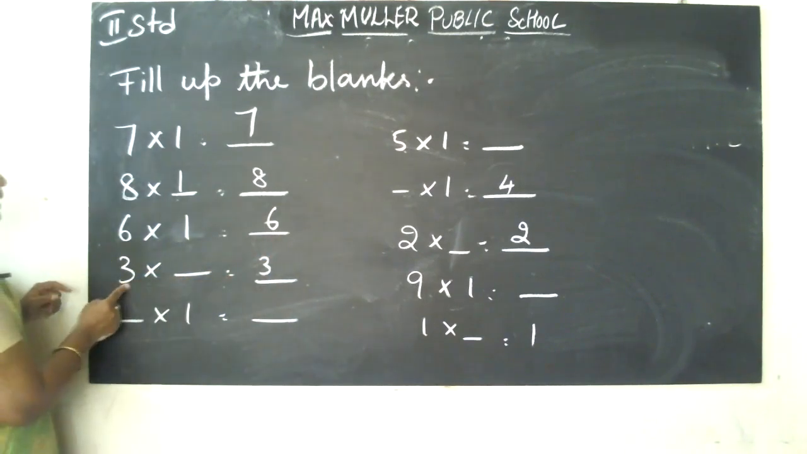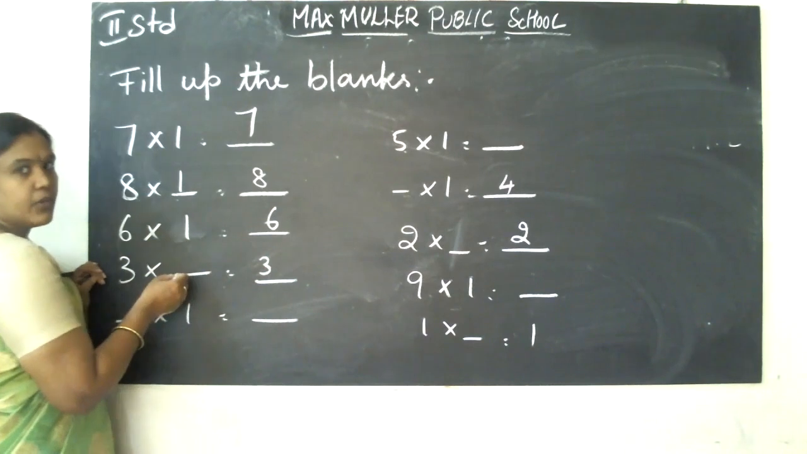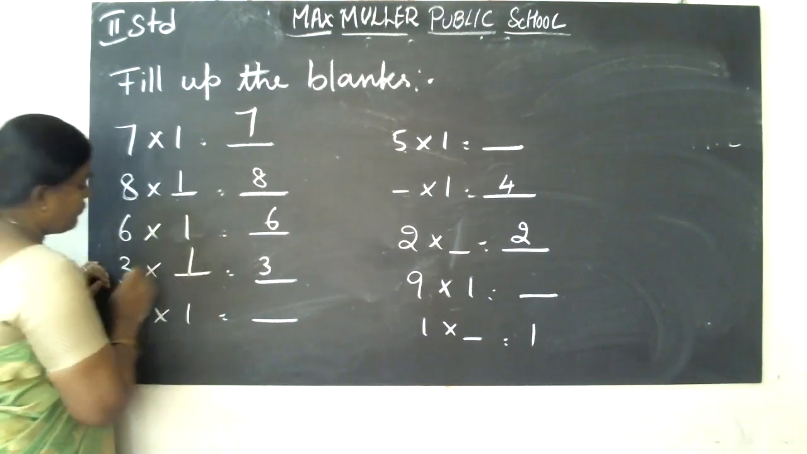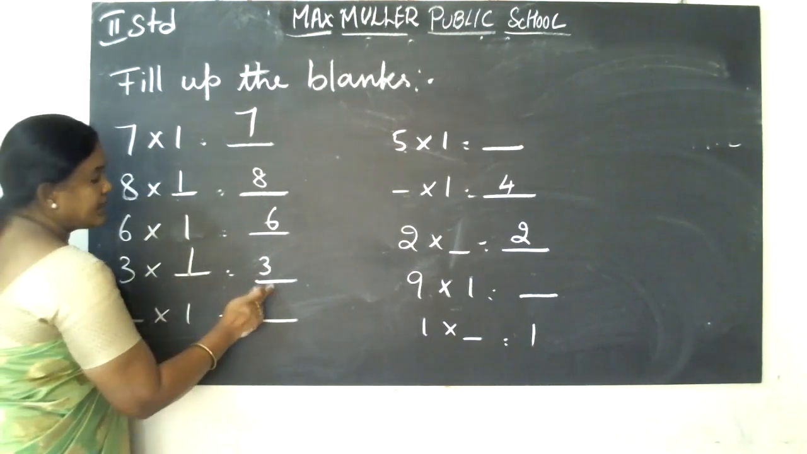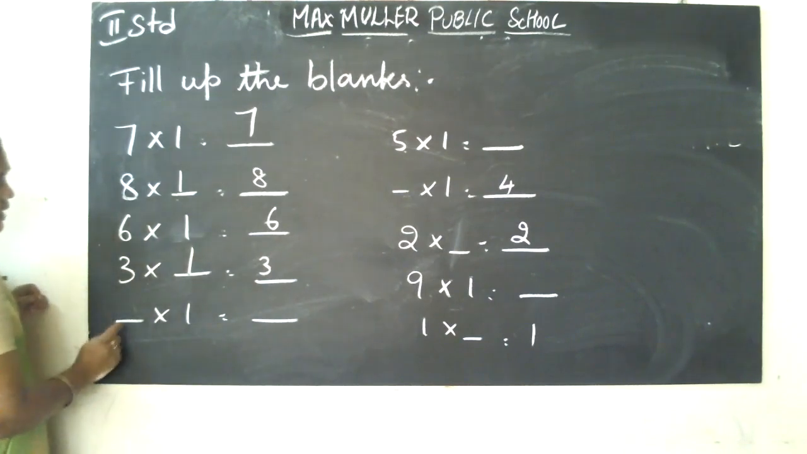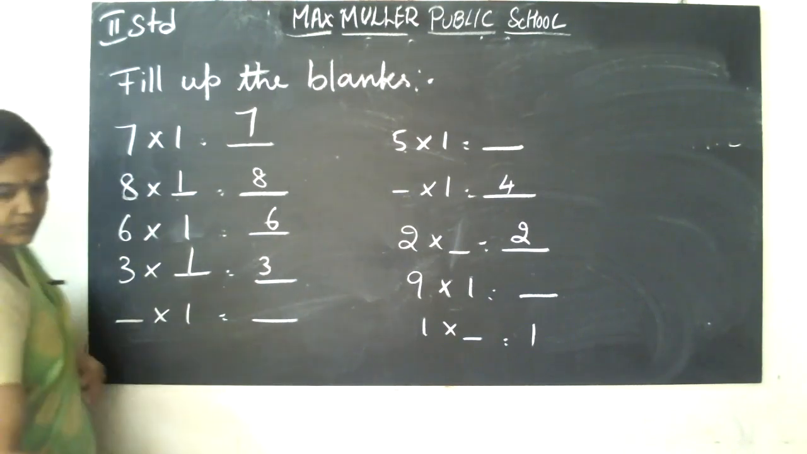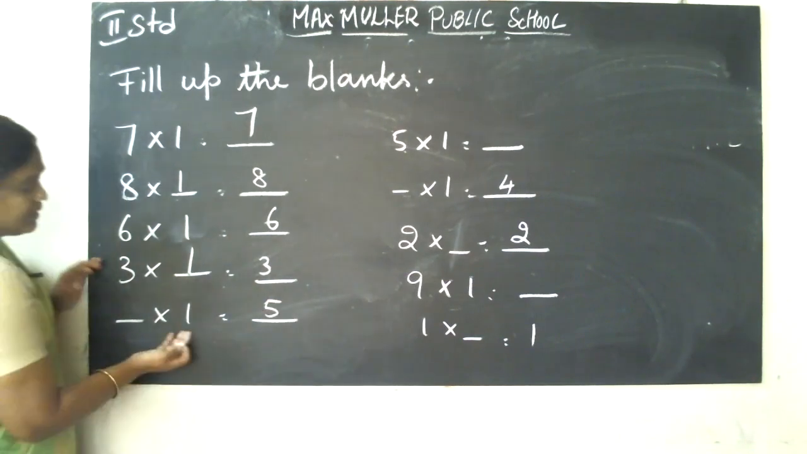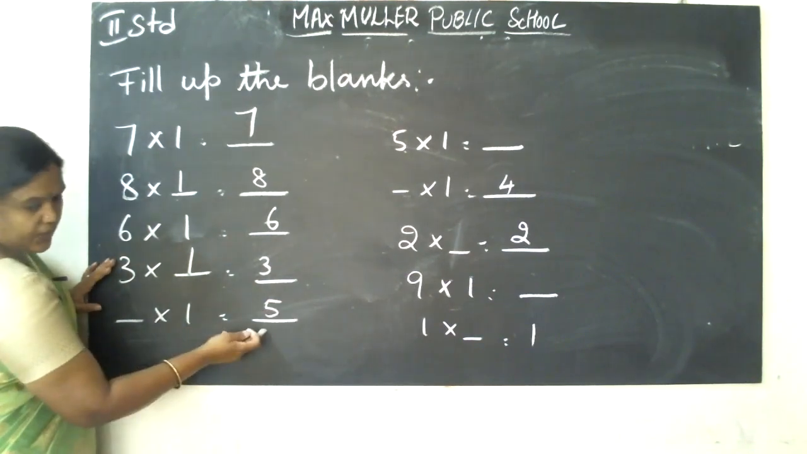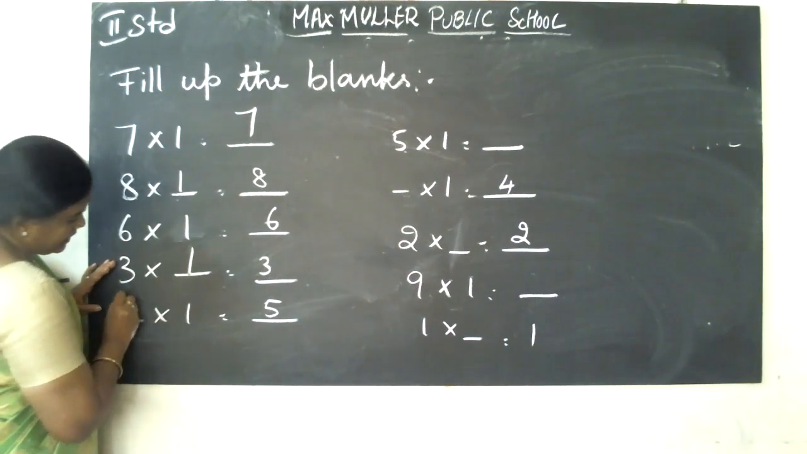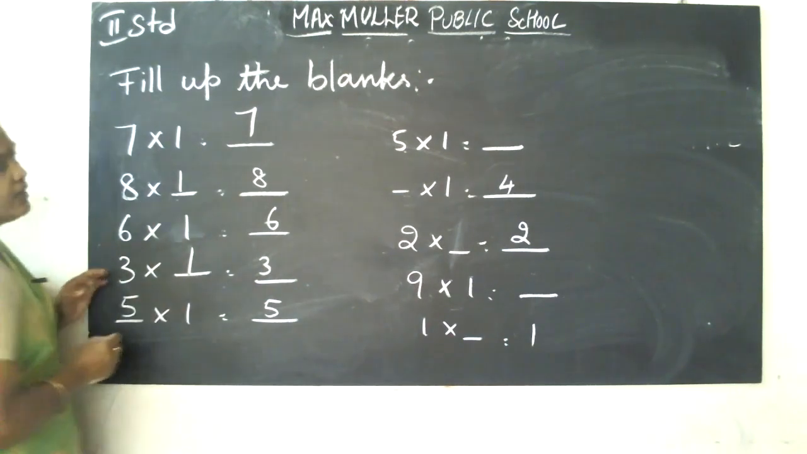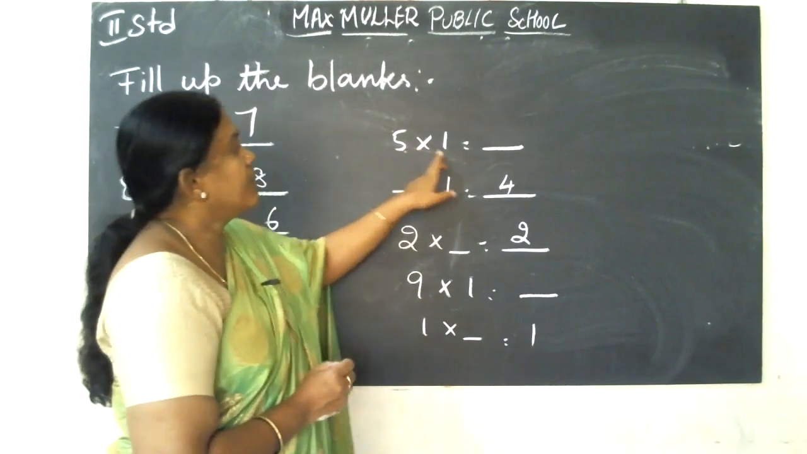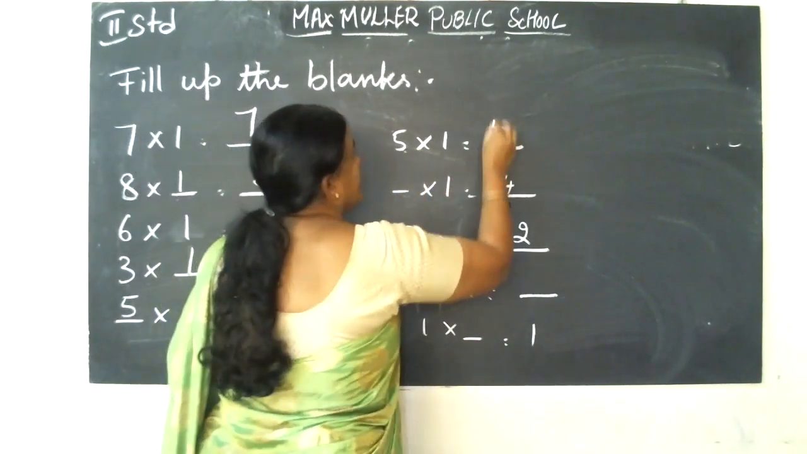See, here also 3, here also 3. Which number do you want to multiply? 1. If you multiply with 1, you will get the same number, here also 3. Here, sorry, here 5. This side 5, here 1. The product is 5, which means which number do you want to multiply? 5 ones are 5. Same number. Here 5 ones are 5.